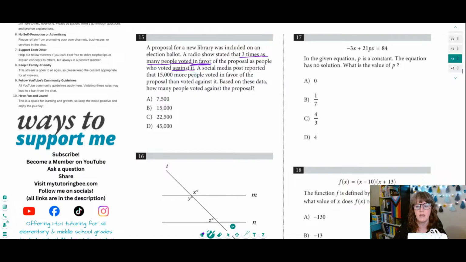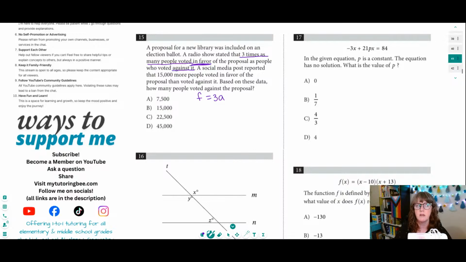So I'm going to use F and A for my 2 variables just to keep it simple. So the people that voted in favor of it are 3 times as many. So if we take the people that voted against it and multiply it times 3, then that will give us the number of people that voted in favor. Okay, so that's one equation. And then we've got a social media post that reported that 15,000 more people voted in favor of the proposal. This one might seem a little tricky. 15,000 more people voted in favor.